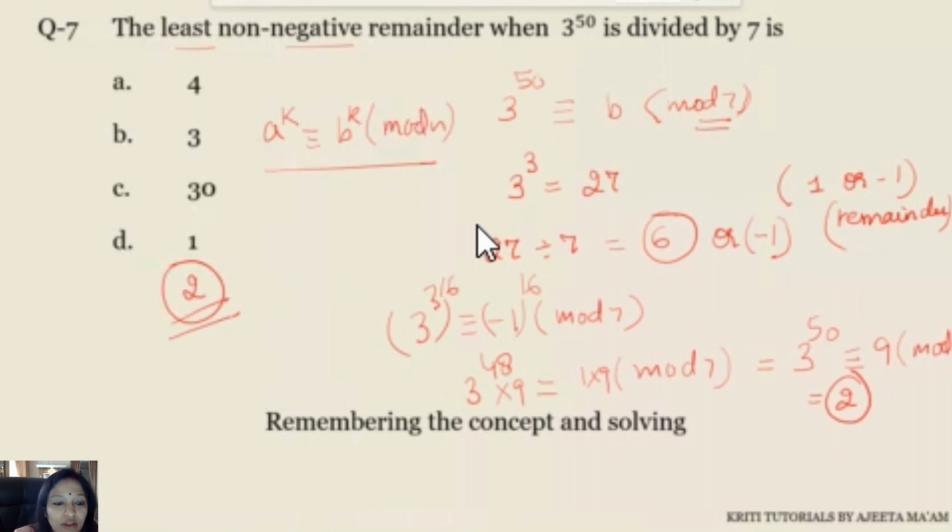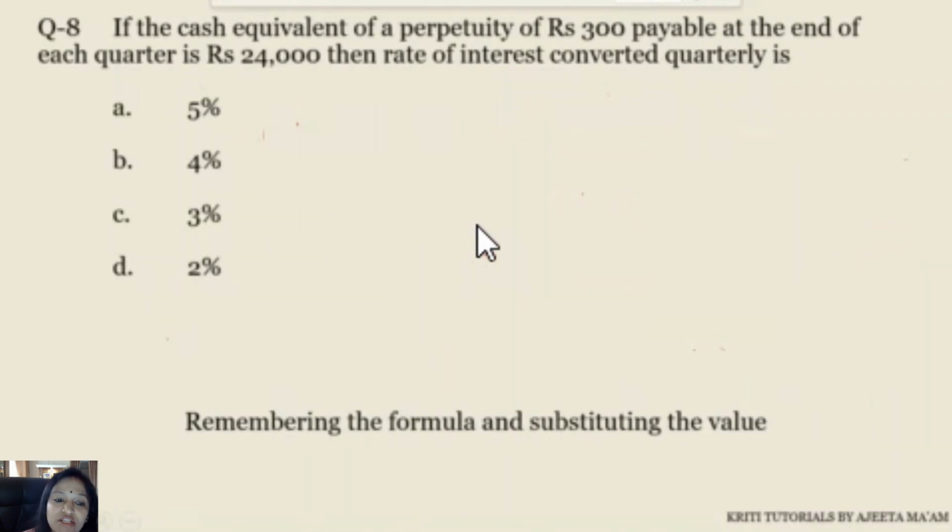Clear to all? Okay, now let's move on to the next question. This question is based on financial maths. As you can see, if the cash equivalent of a perpetuity of rupees 300 payable at the end of each quarter is rupees 24,000, then the rate of interest converted quarterly is. So we have to find the rate of interest, that is, we have to find R. The options given to you are 5%, 4%, 3%, and 2%.